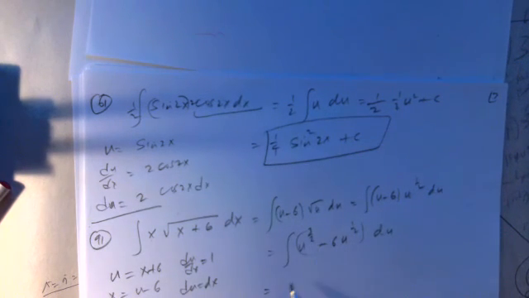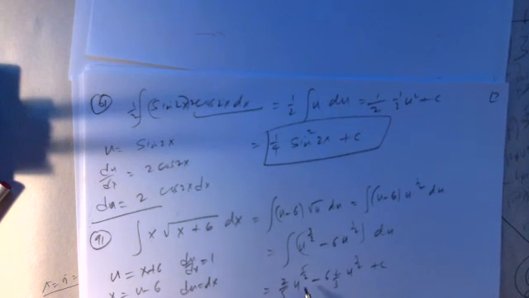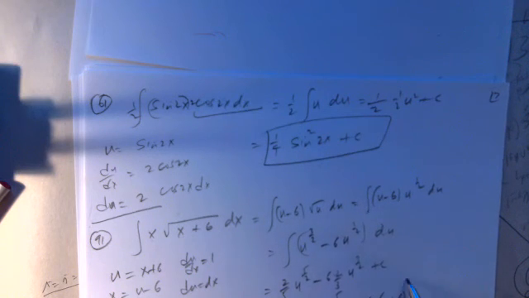The integral of u to the 3/2 is 2/5 u to the 5/2. The integral of u to the 1/2 is 2/3 u to the 3/2 plus a constant. So we get 2/5 x plus 6 to the 5/2 minus 6 times 2/3 is 4, x plus 6 to the 3/2 plus a constant.